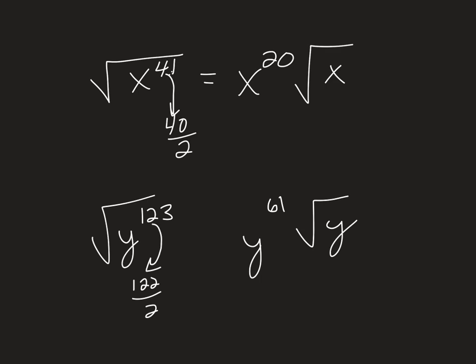All right, you should never have more than one of the variable left inside the square root. And if you do have more than one, then that just means that you can simplify it further.